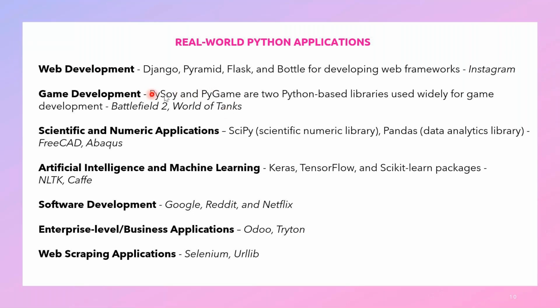So for game development, you can make use of these two Python-based libraries. For example, Battlefield 2 and World of Tanks are games developed using these Python libraries. For scientific and numerical applications, we can make use of SciPy, a scientific numerical library, and Pandas.